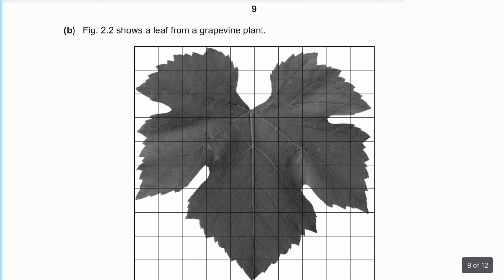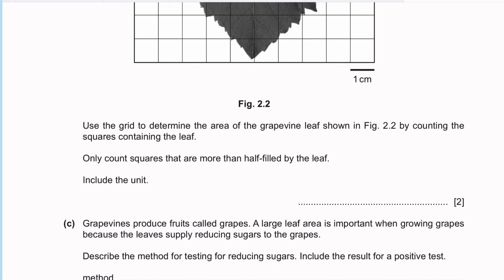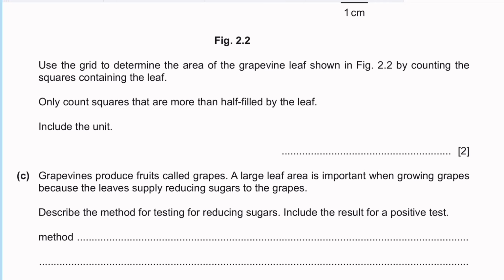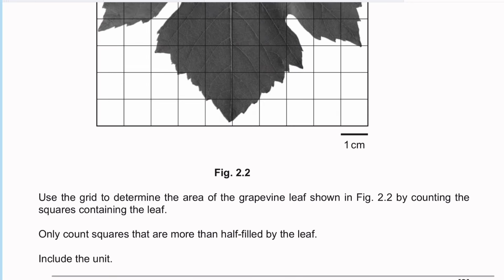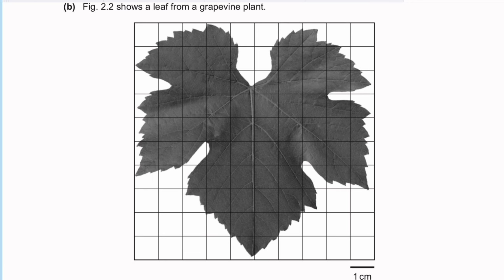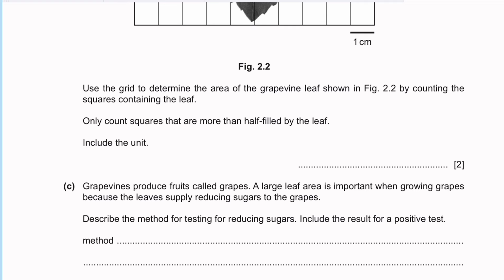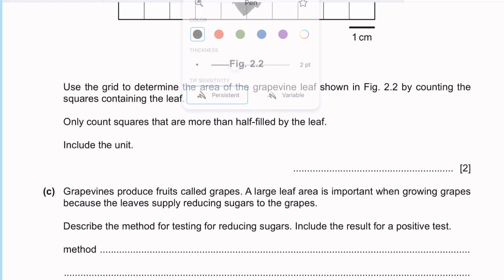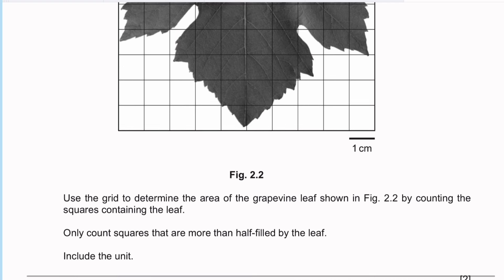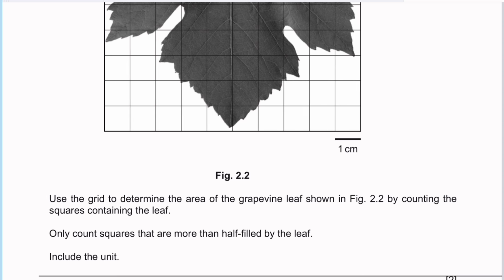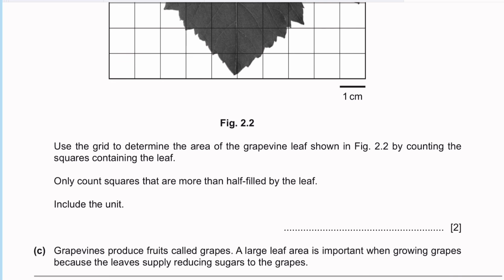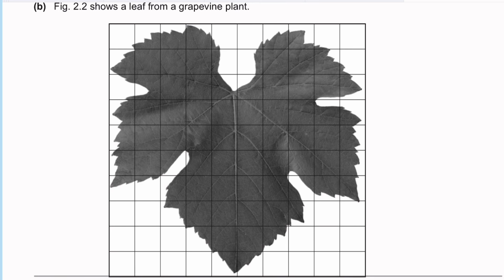Figure 2.2 shows a leaf from a grapevine plant. Use the grid to determine the area of the grapevine plant and only count squares that are more than half filled by the leaf and include the unit. Alright, so this was again a very similar common question for paper 6, and this is actually quite similar to what I had in my own exam. Honestly, these questions I think take up a lot of time, I'm not gonna lie, and they're quite unnecessary.